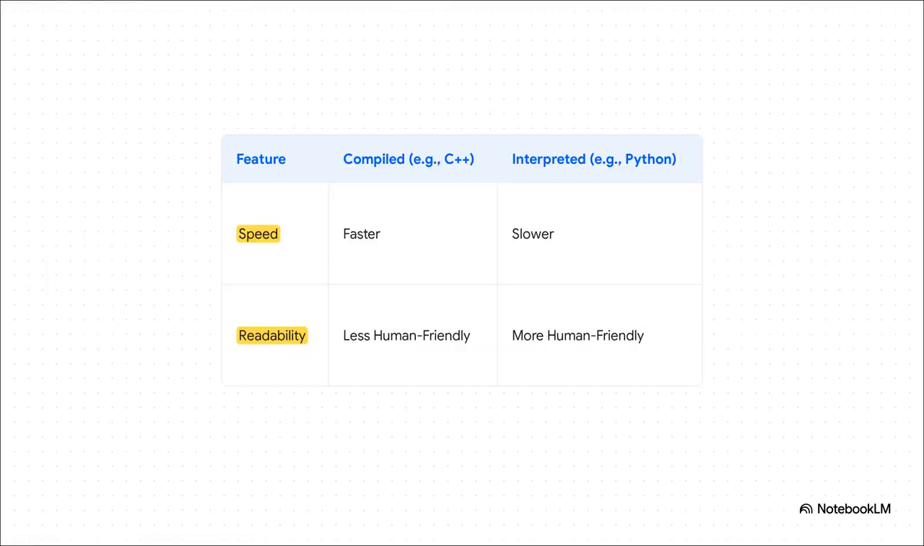This whole process also helps explain why there are so many different programming languages out there. It really all comes down to trade-offs. You have compiled languages like C++, which are usually faster because all that translation work is done ahead of time. But then you have interpreted languages, like Python, which might be a bit slower, but are often way, way easier for a human to write and understand.